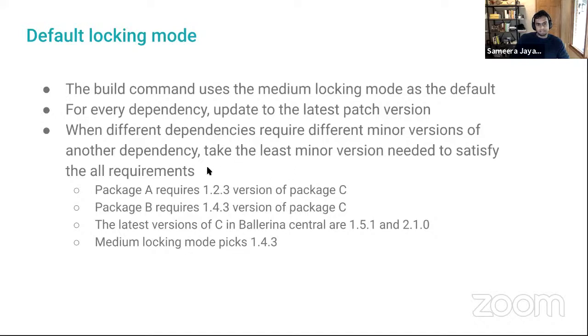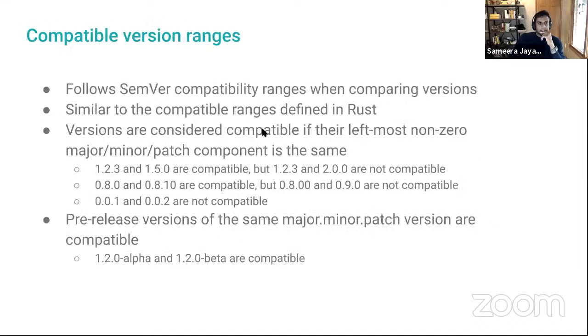So these are some edge cases, but I thought it would be good to cover these as well, because these things can come as surprises later in the development cycle. All right. Then the compatible version ranges. In version upgrades, we need to think about what the compatible version ranges in the language are. So we follow SemVer compatibility, and also the compatible ranges defined in Rust. Our model is very similar to that as well.